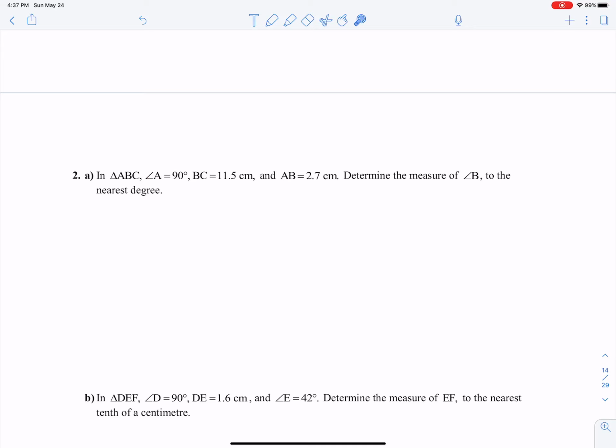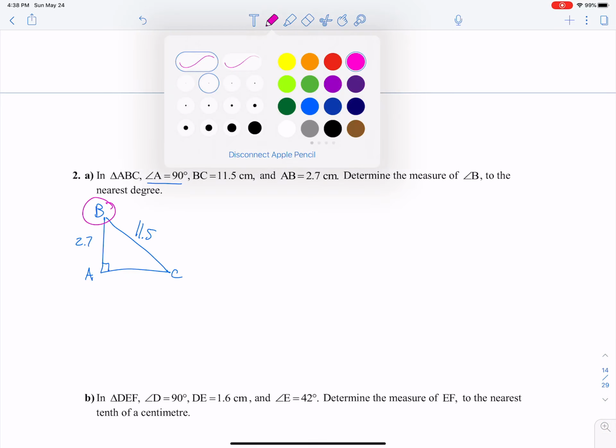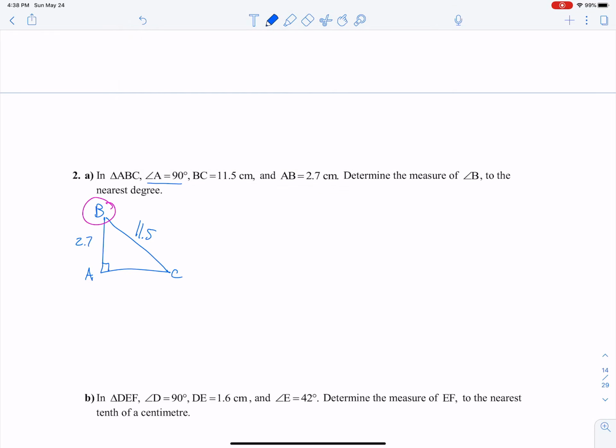So they're telling you the angle A is 90. So that means that this has to be here. Then you're going to go ABC. And then they're saying BC, so this one, BC, is 11.5. AB is 2.7. And all they want to know in this question is to determine the measure of B. They're not asking you to actually solve the whole triangle.